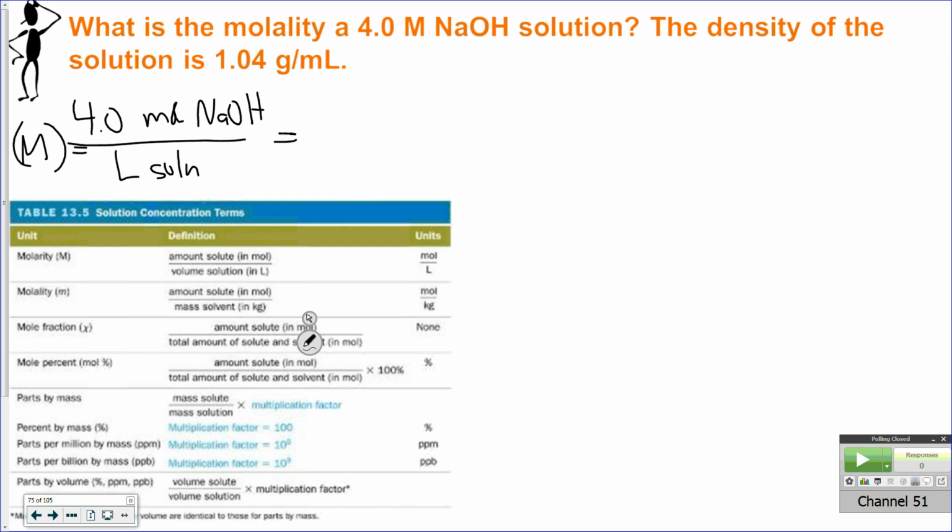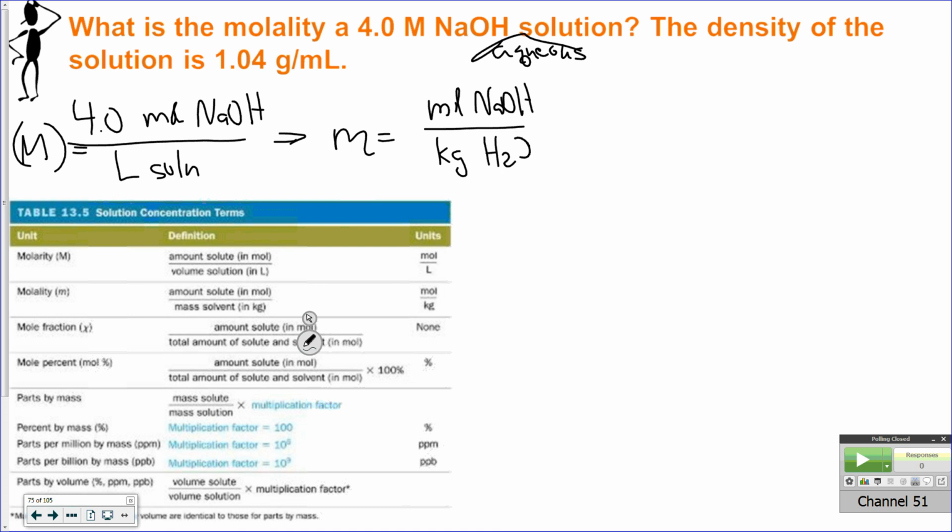We need to convert that into molality, which is going to be moles of NaOH per kilogram of the solvent. And it doesn't say that the solvent's water, but it is. So maybe to give you that information, this needs the word aqueous in it. So aqueous means it's a water-based solution. All right, so per kilogram of water. Okay, so this is going to be kind of like the previous problem, except now we're going the opposite direction.